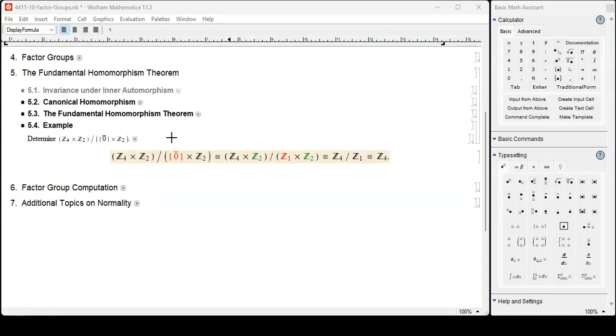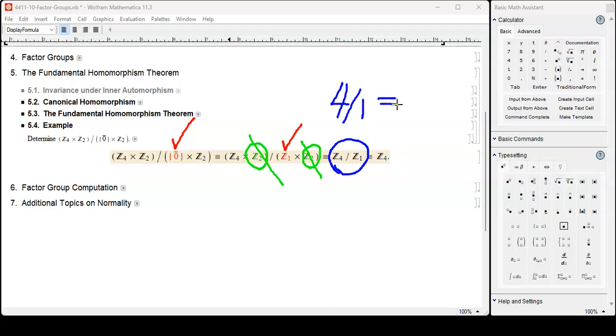Basically, this is what we did. This trivial subgroup is rewritten as Z1. And then we took off this Z2 and that Z2. One is in numerator and one is in denominator, so cross those out. And then what's left is Z4 over Z1. What is 4 divided by 1? 4 over 1 is just 4, as we have here as the final answer. Does it make sense?